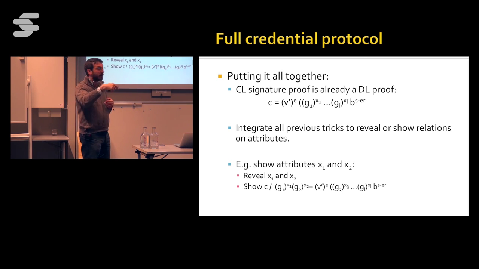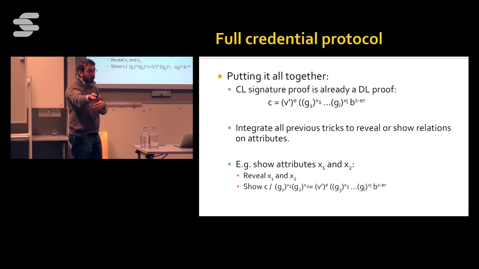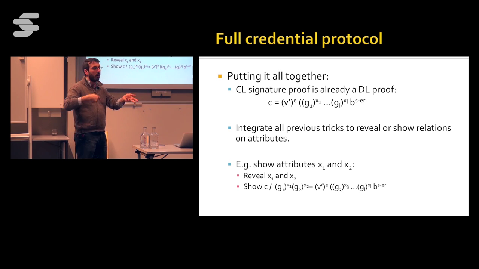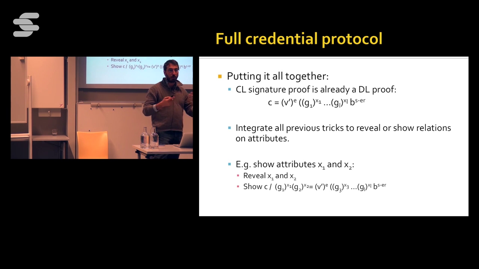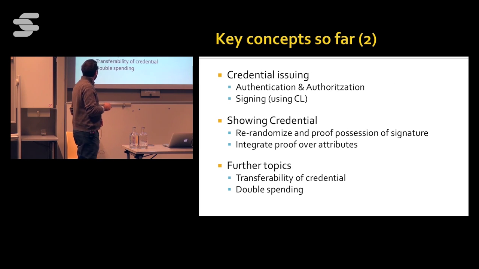I blind my signature. And then I prove both knowledge of the attributes and also the relationship that I want to prove. I reveal some, etc., and I have basically a full credential scheme that has all the kind of properties that we thought at the beginning of this talk were impossible. So this is it, really.